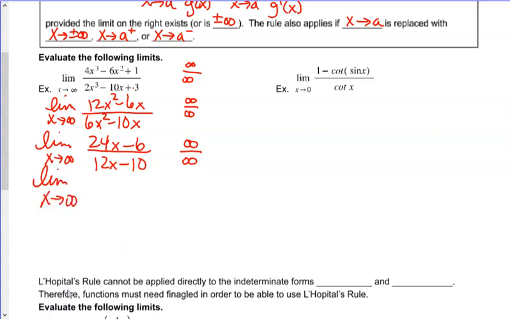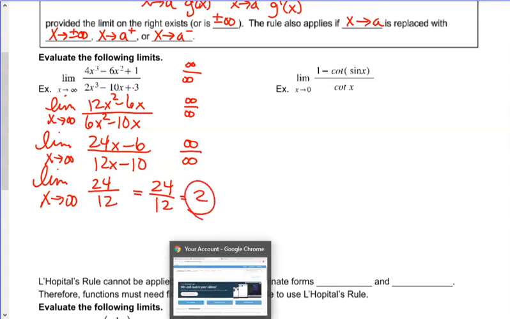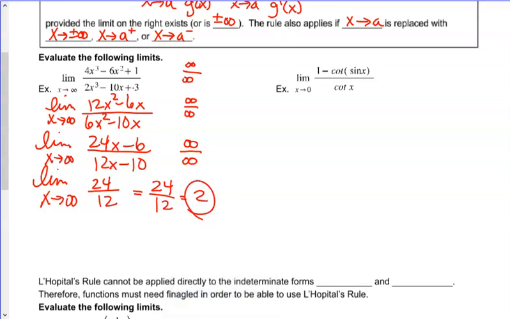So the limit as x approaches infinity, take the derivative of this is 24. The derivative of the bottom is 12. And now I have a limit of a constant, which is defined to be that constant. So this is equal to 24 over 12, which I can reduce to 2. Okay? All right, let's try the next one to include some trig.